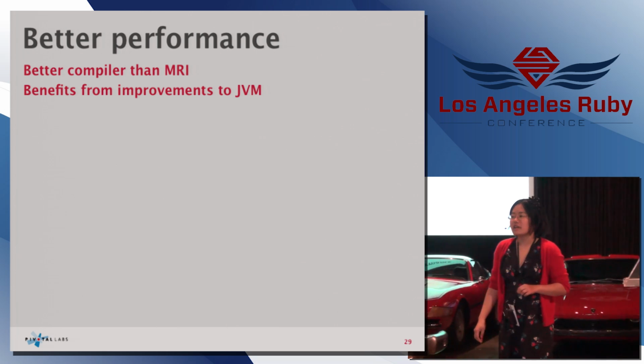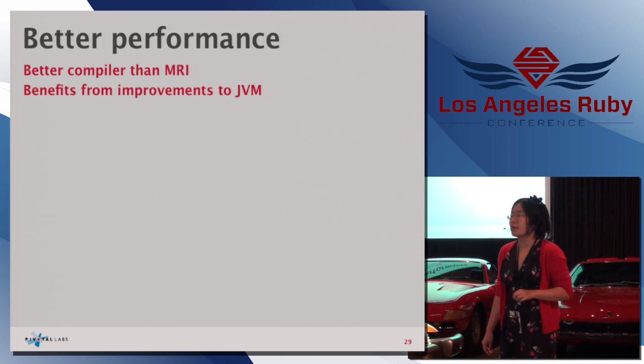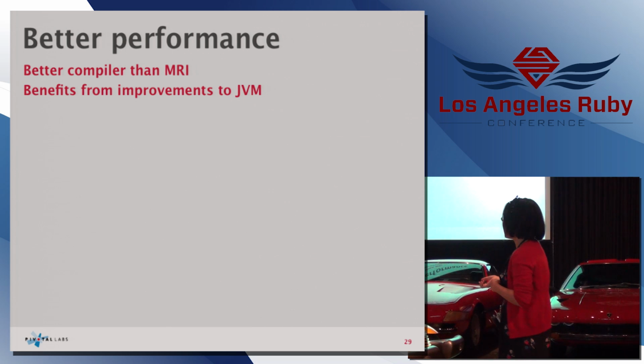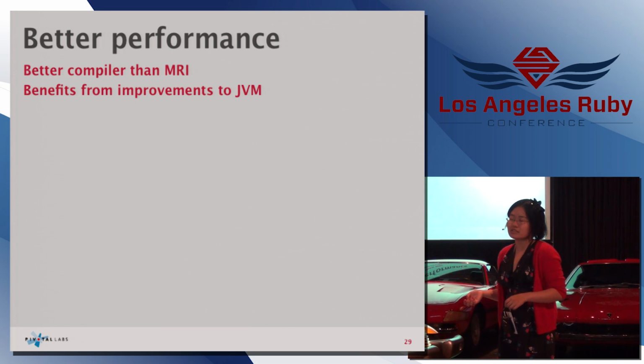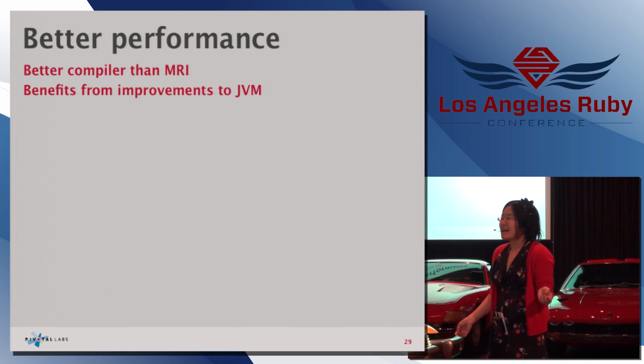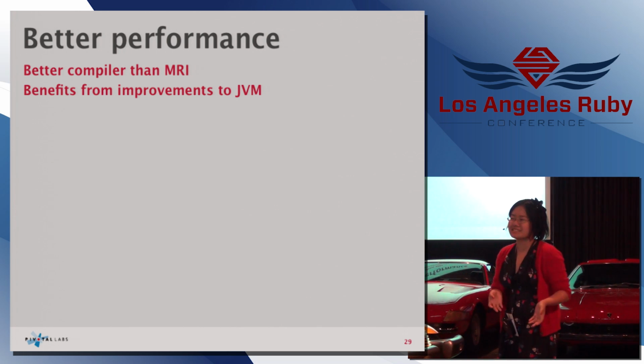Another point is that because the JRuby compiler is a just-in-time compiler, running your app on top of JRuby actually makes your app go faster as time goes on. Kind of like how wine gets better over time, except that your app is running and not in a wine cellar.